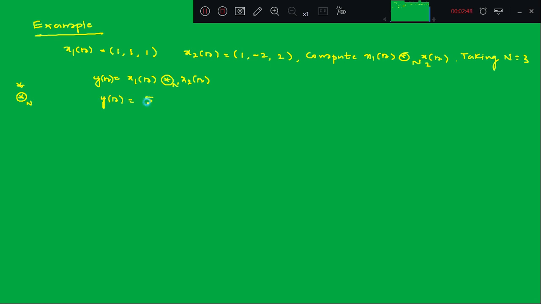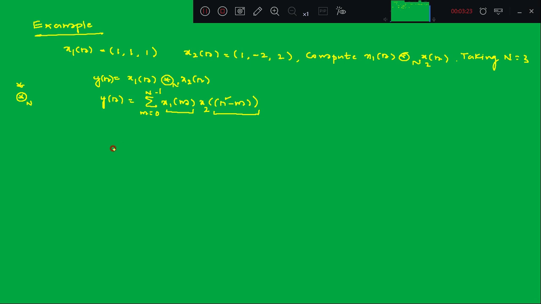Here we know the formula of circular convolution in time: y of n is equal to summation m equals 0 to N minus 1 of x1 of m, and in place of h of n we have the second sequence, x2 of n minus m. So keep the first sequence as it is, then shift the second sequence circularly by the n value. The method is very simple.